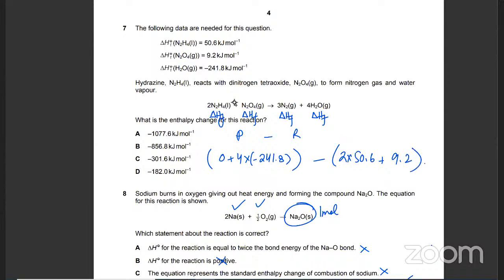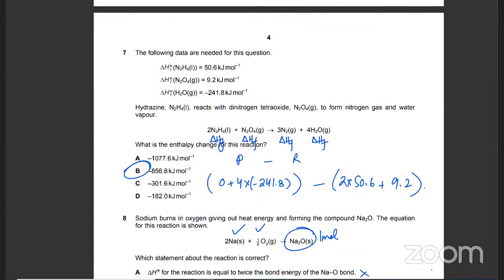You're getting B for this. Remember, it doesn't matter what the reaction is. This is the number one confusion. We don't care what the reaction is. Not B, it's A.